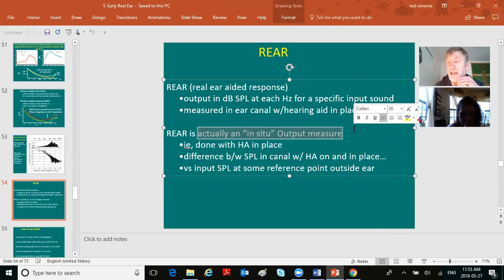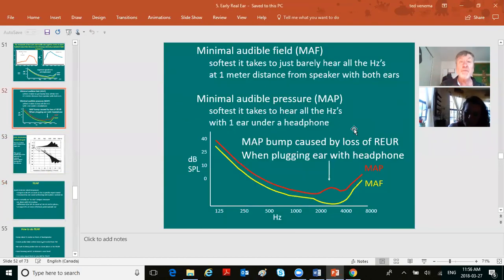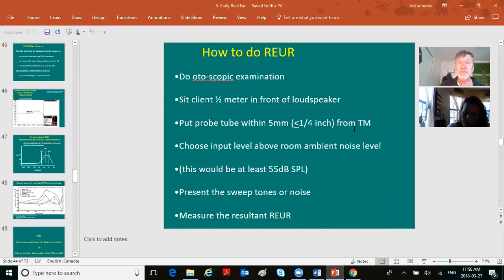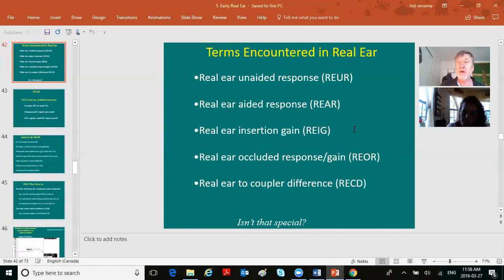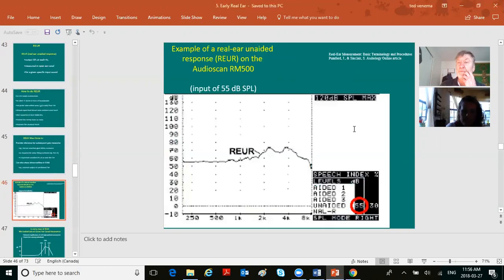Same thing, okay? So actually what it says here is REAR is actually an in situ output measure. Let's translate that into English, okay? In situ just means hearing aid in place, in situation, in situ, okay? And you're measuring the output again. REUR, you are measuring the output, okay? REUR, there's the output inside your ear canal, unaided, open ear, and you're measuring what's the output happening.